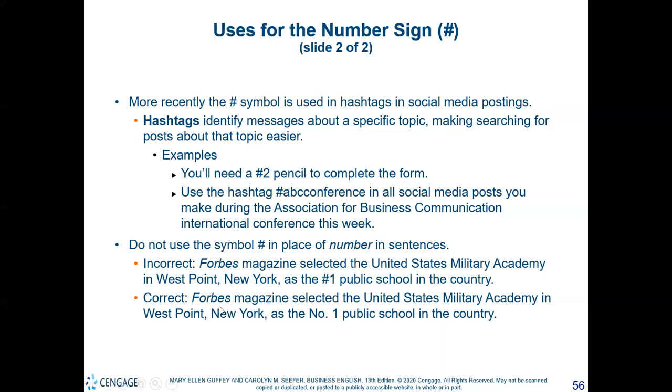You see right here, Forbes is italicized. We see the commas between the city and the state. And then we see the No. for the abbreviation of number, and then 1.